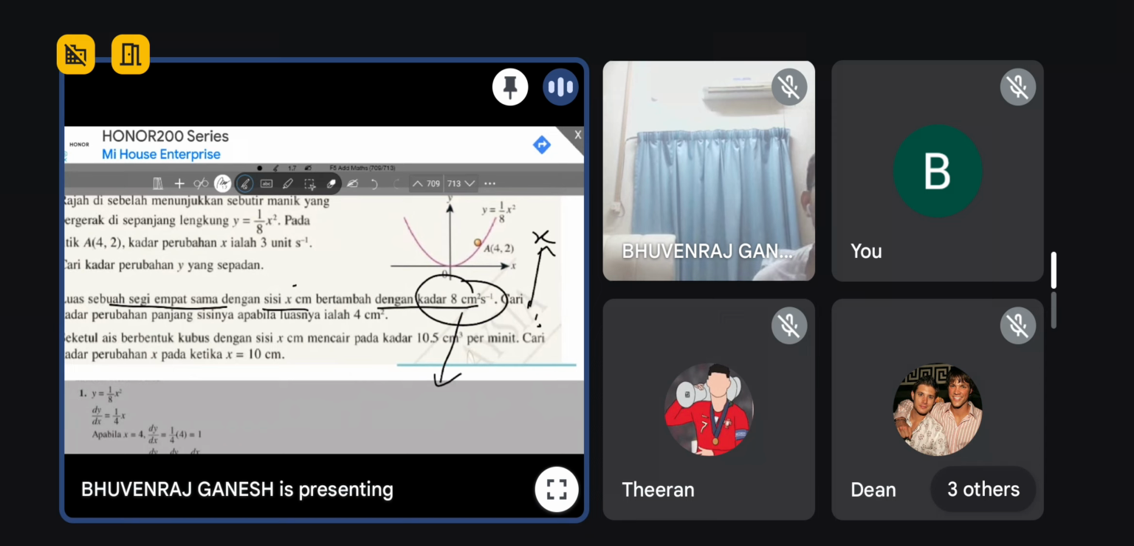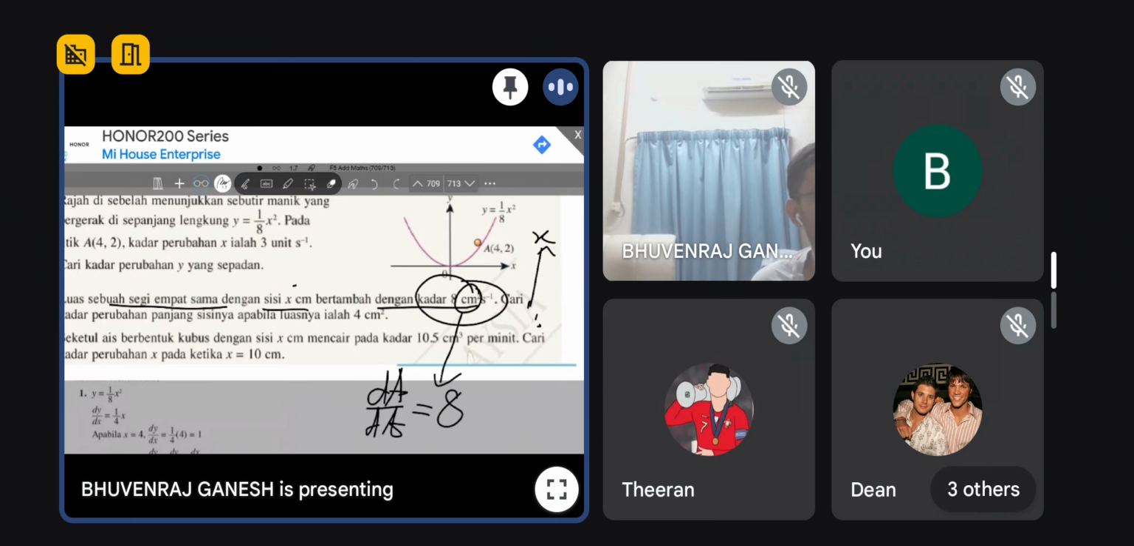So how do we write it for differentiation? Very good. dA dt equal to 8. Because cm square shows you area. Cm square is for luas. Per second is per time. So that's why it's dA over dt.